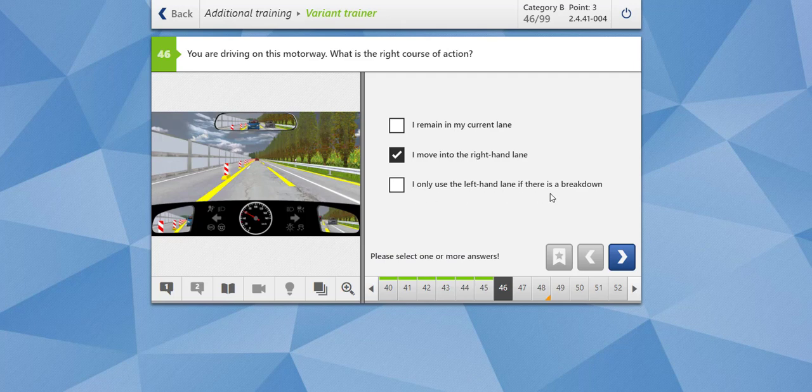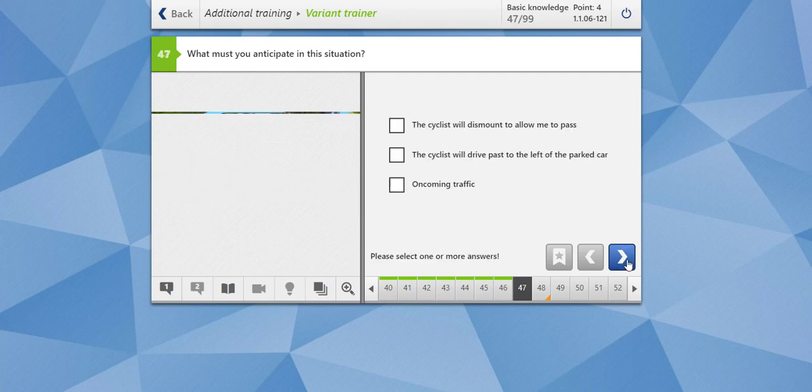I only use the left-hand lane if there is a breakdown. No, this is wrong. The left-hand lane is used only when you want to overtake vehicles. Let's look at the answers. Yeah, our answer is correct.